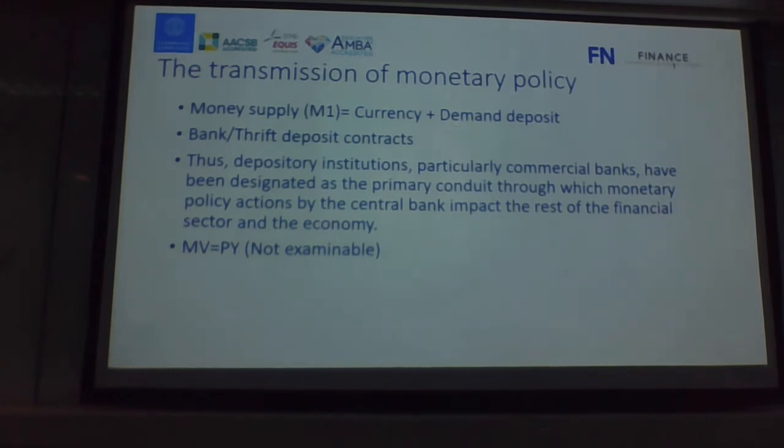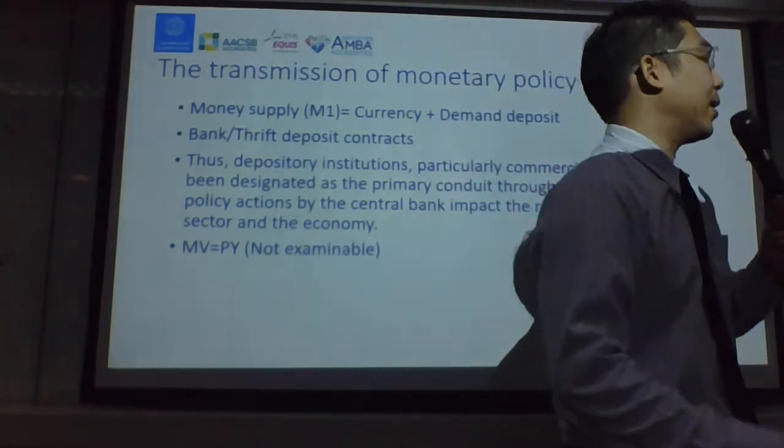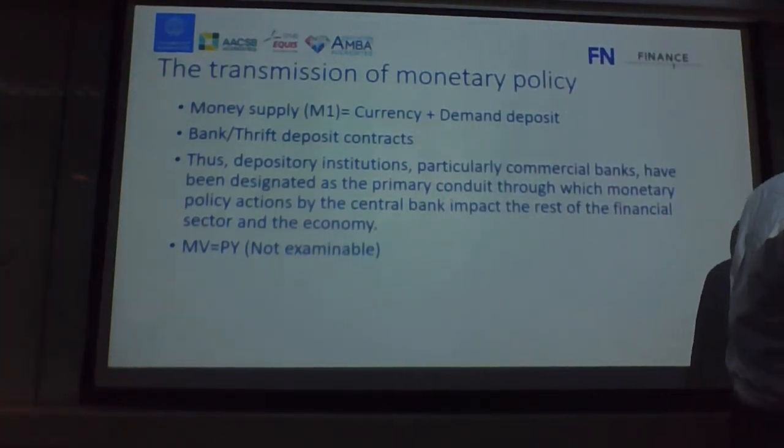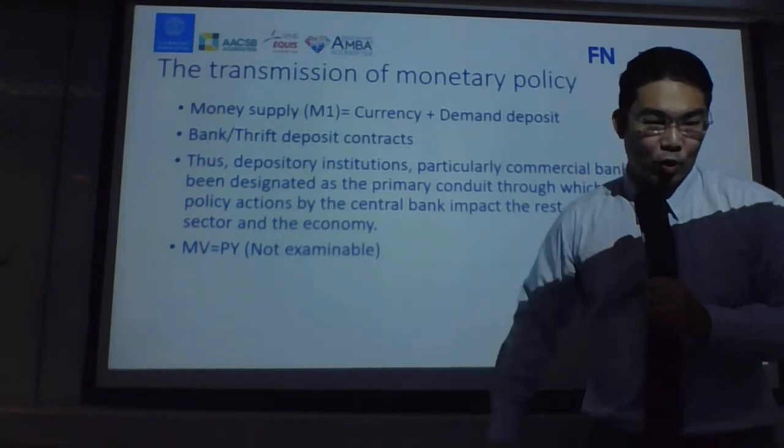On the contrary, in the long run, when the central bank increases the money, Y is fixed. We call this potential output. Potential output is fixed. In the long run, when the central bank increases the money, P will increase. P is the price level. So in the long run, the monetary policy is not effective because its effect will be on price rather than economic activity. So that's all about MV = PY.